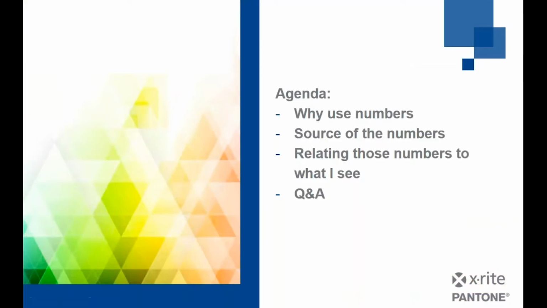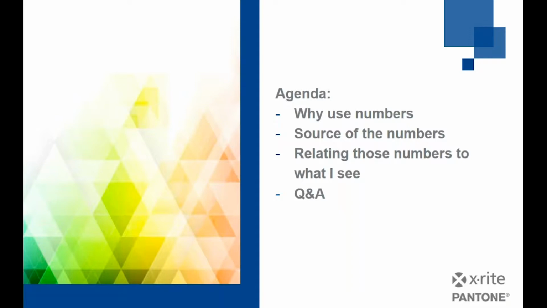Our agenda today is basically three topics. First of all, we're going to talk about why we use numbers. Then we will talk about the source of those numbers and where they specifically come from. And then lastly, relating those numbers to what we see. We've all been looking at color our whole lives. If we can't correlate the numbers to what we see, then the numbers aren't terribly useful.